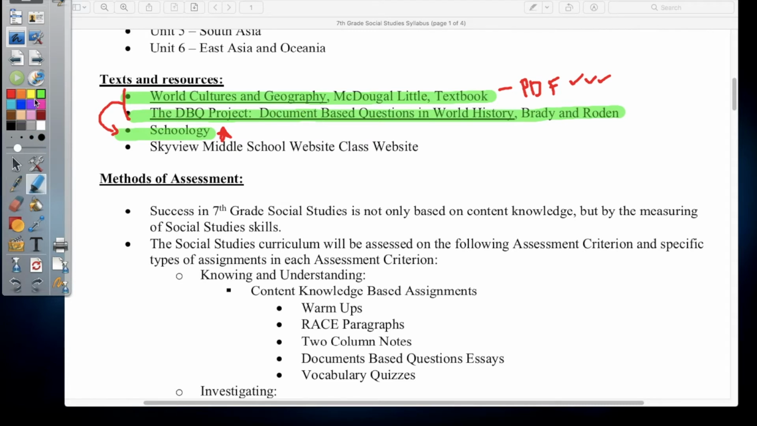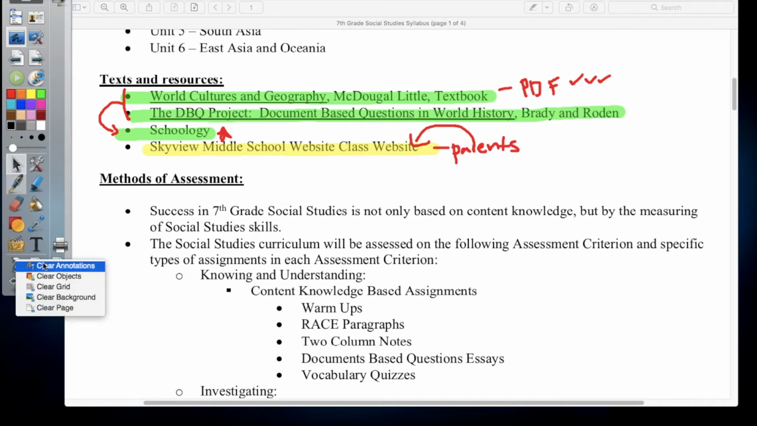Now this next part, where it talks about the Skyview Middle School website, is not so much for you, the students. This one is for your parents. So let me spell that out real quick. This is for your parents for the most part, okay? If your parents are curious about what you're working on day to day, week by week, what kind of materials you're working on, they can take a look at my class website on Skyview so they can access the materials. That way they don't have to worry about going to your Schoology page and trying to navigate it. They can just look at my class website and get exactly the same information. So that's the most important part there in terms of resources.